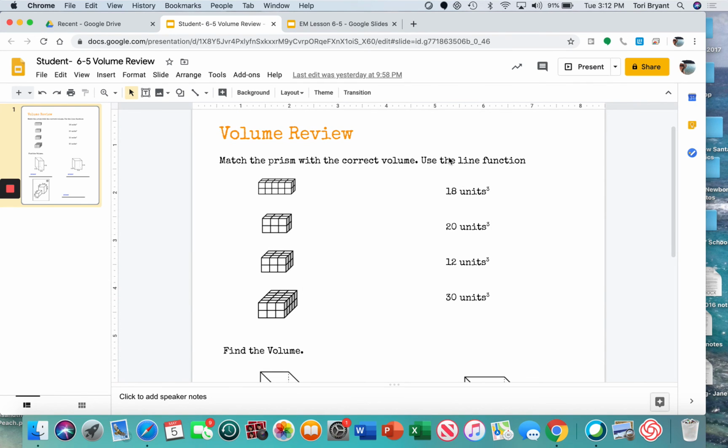And you're going to use the line function. And I'm going to show you what the line function is. You're going to go right over to here, and it says select line. And you can choose arrow. And what you would do is you would find the volume, and you would just use the arrow to point. So let's do that together.